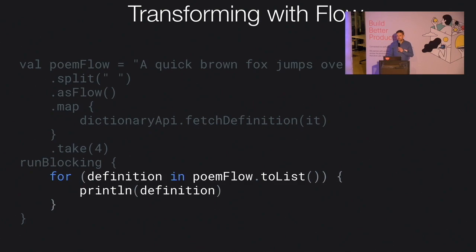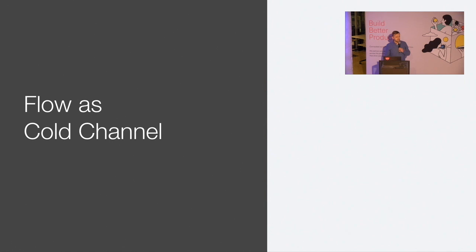This is where the coroutine logic that we talked about in the last talk comes in, where we're in this run blocking method, so we're able to call suspend functions within a coroutine context. So we're calling toList, which is another way of what's called collecting the flow, and we're printing the definitions. So this is essentially running asynchronous code in a simple syntax. So that's the first way of looking at flows.